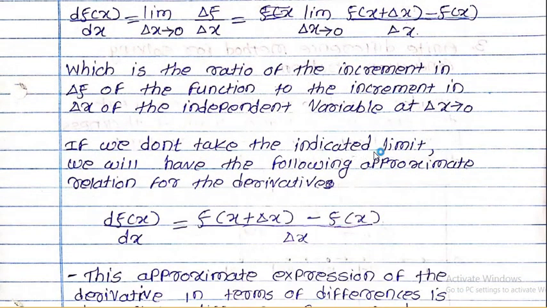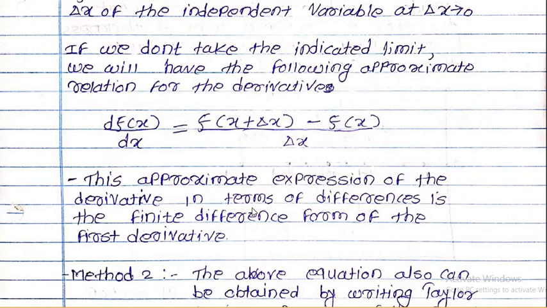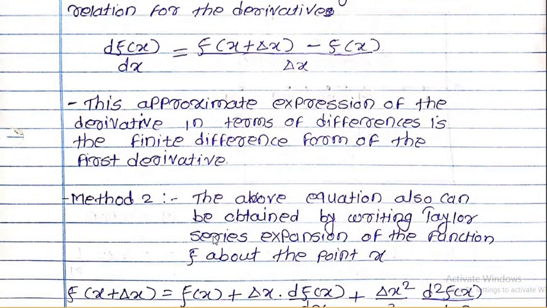Now if we don't take the indicated limit, that is delta x tends to 0, we will have the following approximate relation for the derivative. The differentiation of f of x with respect to x will be approximately equal to f of x plus delta x minus f of x divided by delta x. This approximate expression of the derivative in terms of differences is the finite difference form of the first derivative.